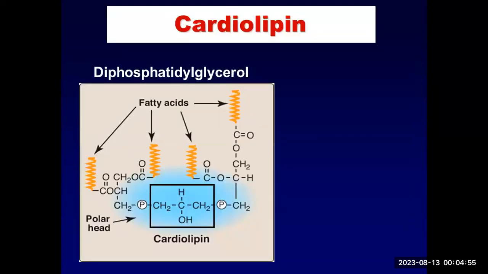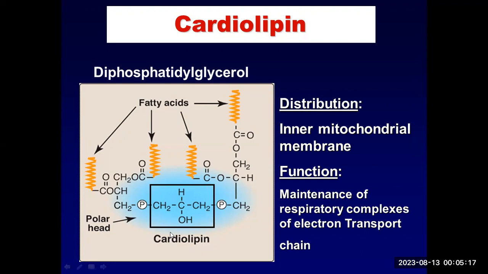Cardiolipin, another glycerophospholipid in which two phosphatidic acids are present, and in the center of the two, we have a glycerol. You can see right here, one phosphatidic acid attached to one carbon of the glycerol, and the second phosphatidic acid attached to the third carbon of the glycerol. So this is known as the cardiolipin. And this cardiolipin is distributed in the inner mitochondrial membrane. Function is the maintenance of respiratory complexes of the electron transport chain.